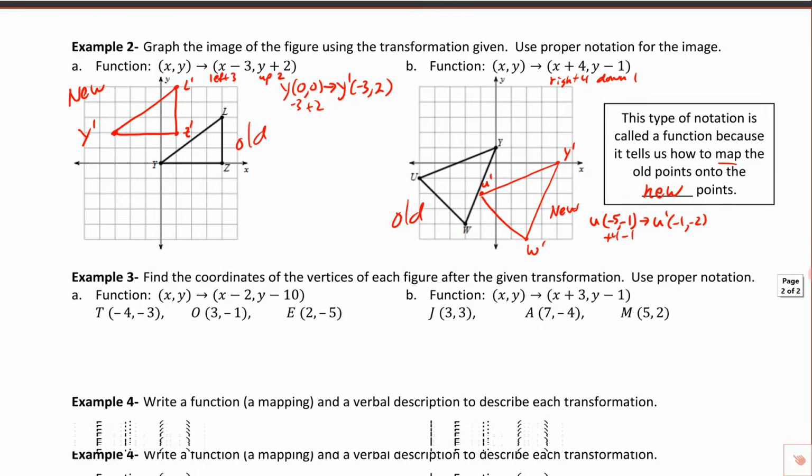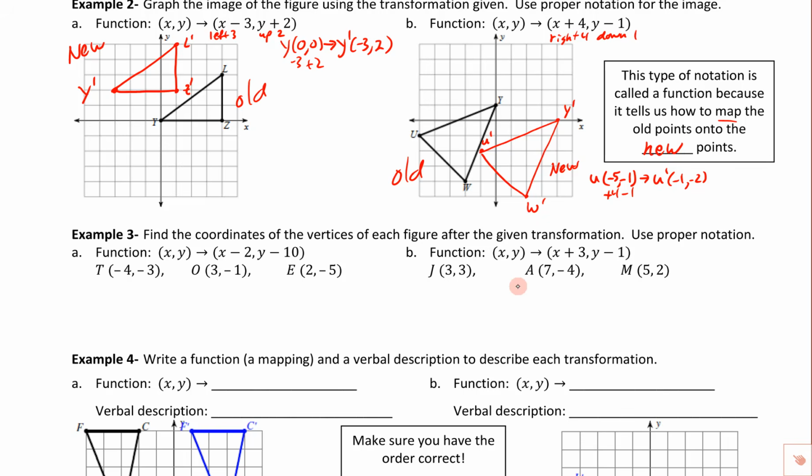So we'll do a little bit of practice just with coordinates. You do have some assignment problems where all it says you need to do is just change each one of these points into the new point. So we have T, O, and E. So we're going to have T prime, the new point, we're going to get by taking every one of the x coordinates and we're going to subtract 2. So if I subtract 2 from that, I get negative 6. We're going to take every one of the y coordinates and we're going to subtract 10. So that's going to be negative 3 minus 10, so that's going to be negative 13.